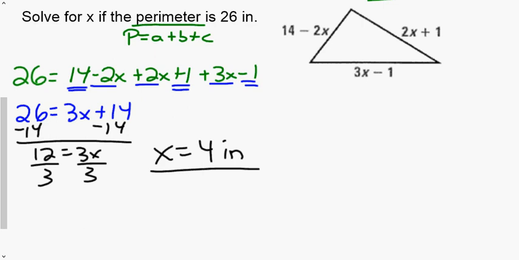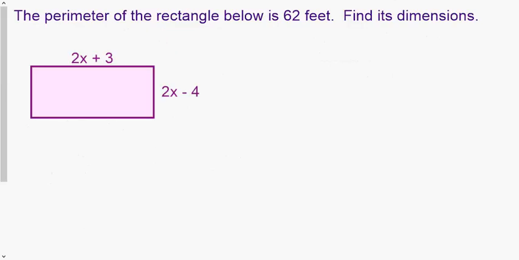All right, one last problem. It says the perimeter of a rectangle below is 62 feet. Find its dimensions. Well, we have to remember, what is the formula for perimeter of a rectangle? And you may remember it's 2 width plus 2 length. And yes, I know I make my L's funny, but the lowercase l looks like a capital I, looks like a 1. So I tend to do this cursive italic L.